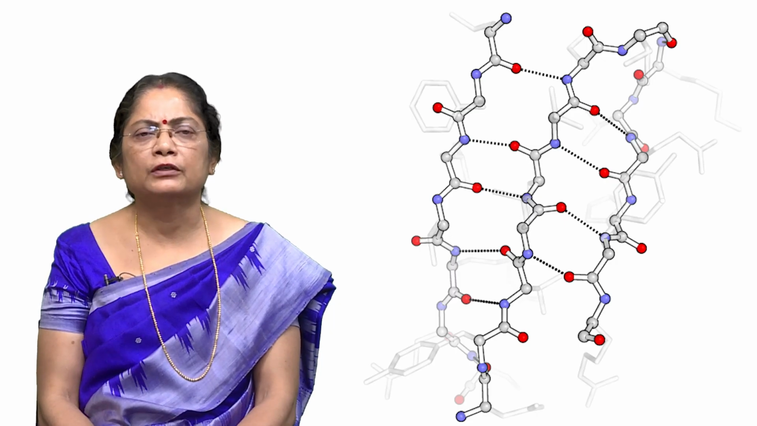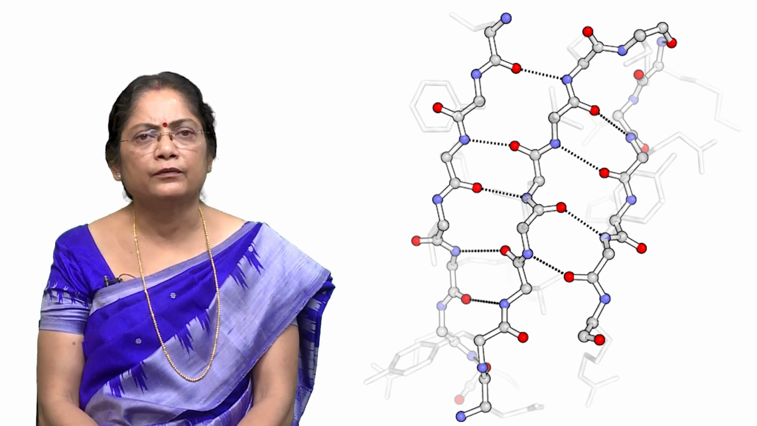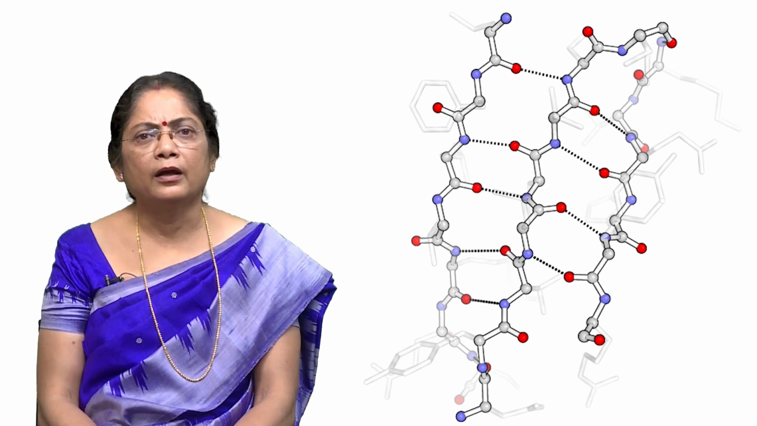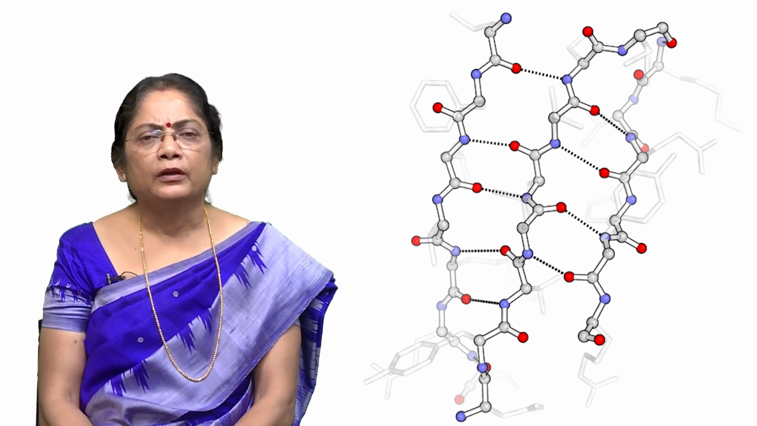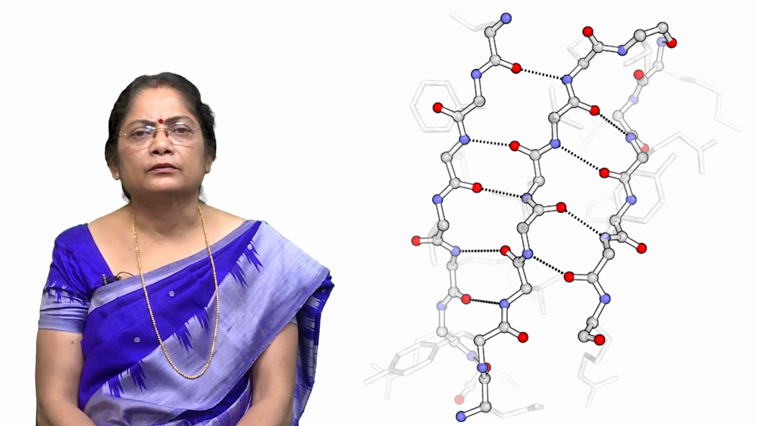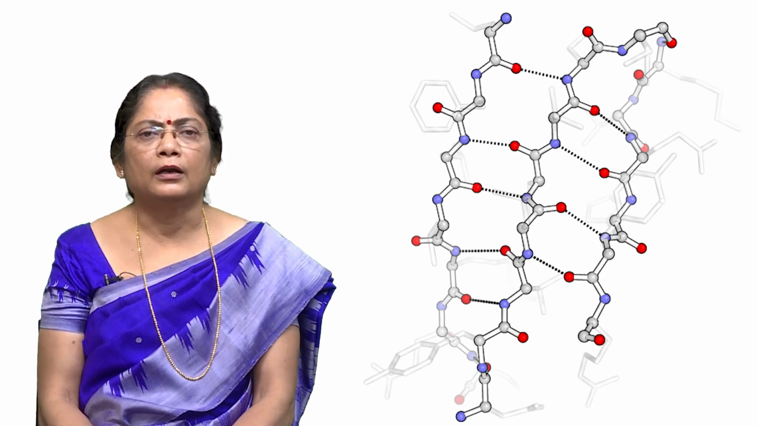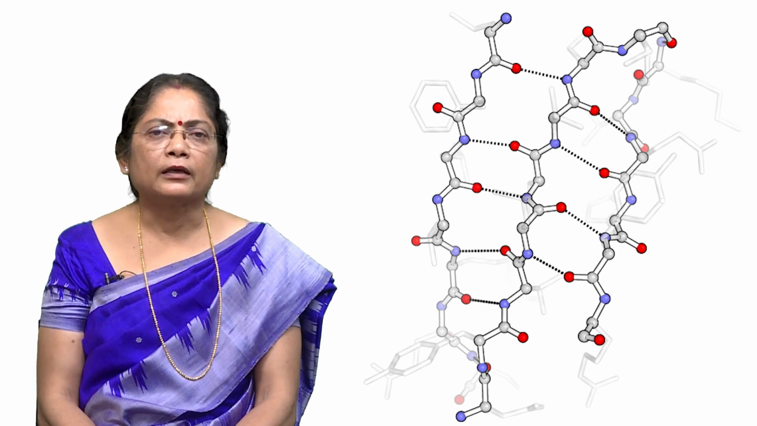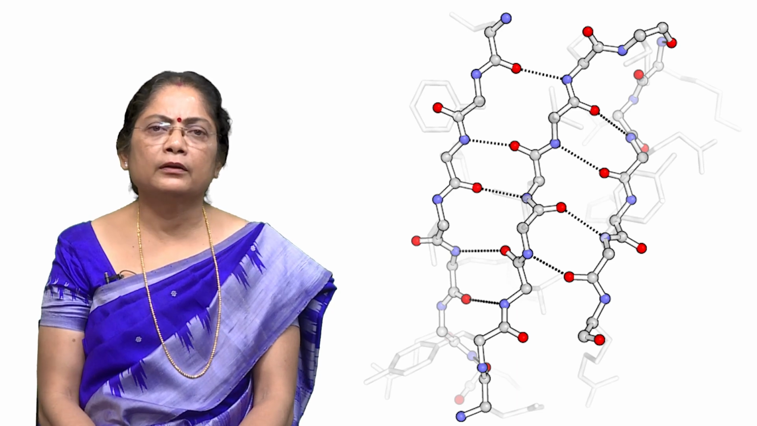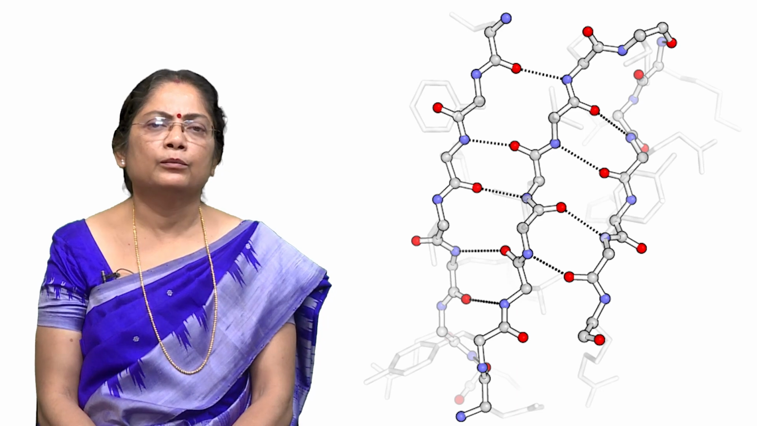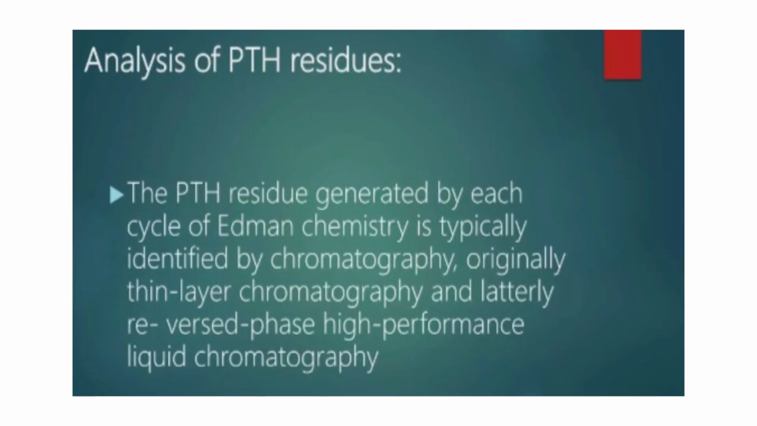So, first is coupling, second is cleavage, third one is conversion, and after conversion we move it into a more stable form, which is done by treating with PTH. Now, analysis of PTH residues. Ultimately, what we have to do is characterize each and every amino acid, and the PTH residue is the most stable one. So, coupling, cleavage, conversion, and then conversion into a more stabilized form. The PTH residue generated by each cycle of Edman chemistry is typically identified by chromatography.